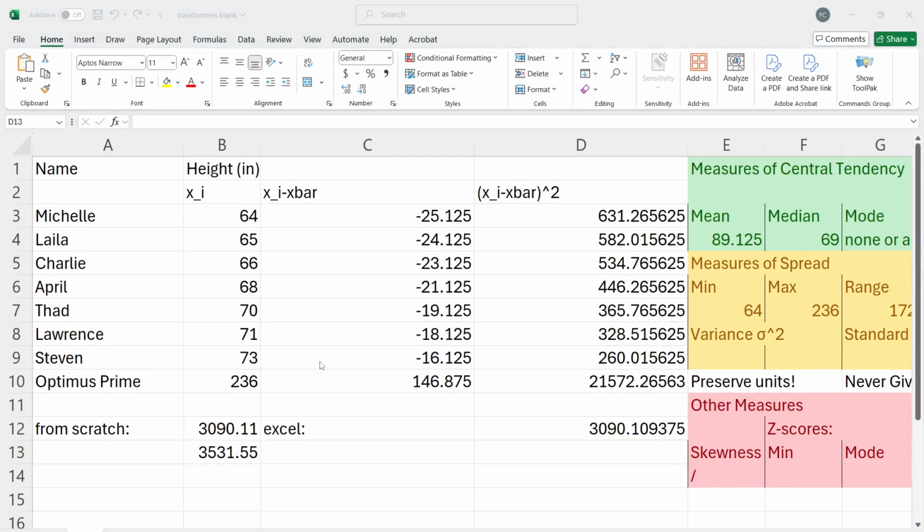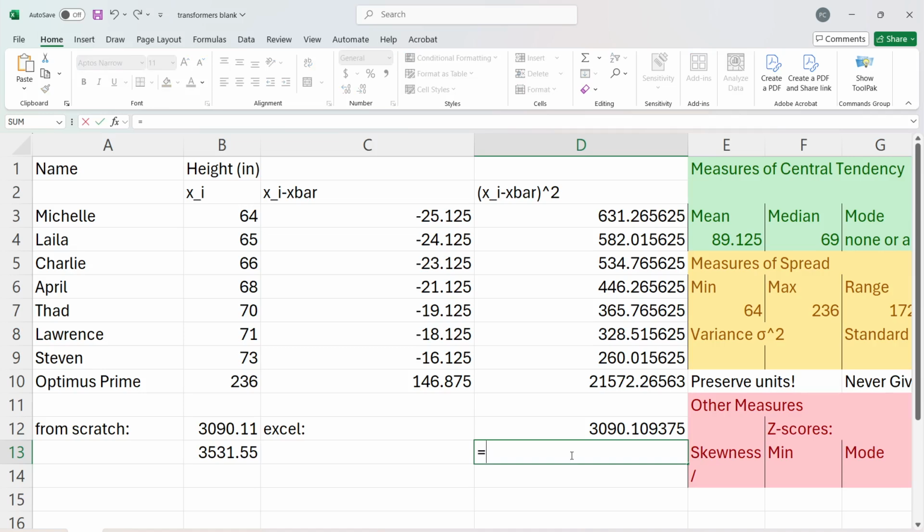And let's go ahead and get the other one. So this one is going to be equal to var.s, which is the sample variance instead of the population. Again, this is the one you want to use if you're not sure which one to use. There we go. And if it shows up on a homework assignment or an exam and you're not sure which one to use, this one.